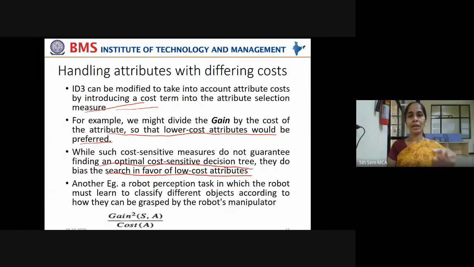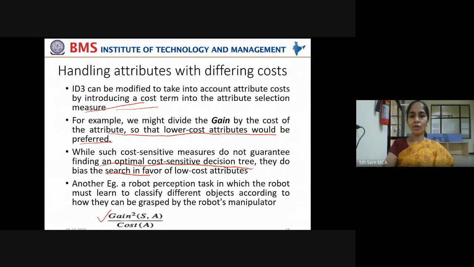Consider like that. Okay, now scanning the edges is taking too much time. Scanning the round surfaces is taking lesser time. Then the robot will tend to use round surfaces to recognize the objects rather than edges. It is biased towards objects having round surfaces because it is taking less time to scan those features rather than scanning the edges. In that case, how can the information gain be changed?